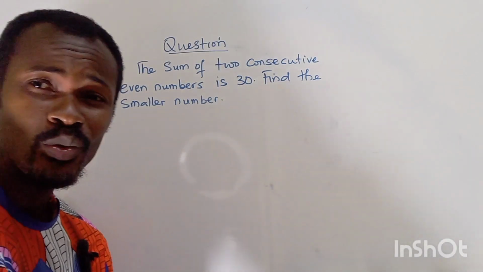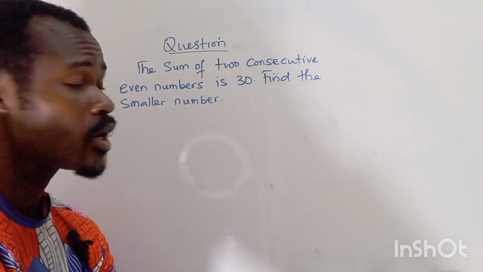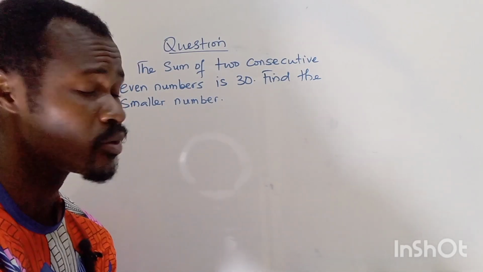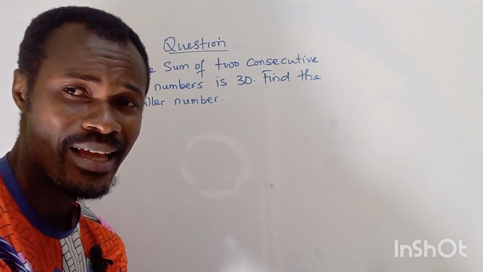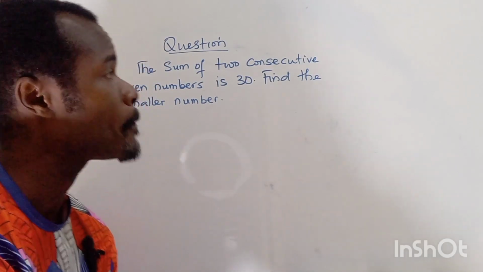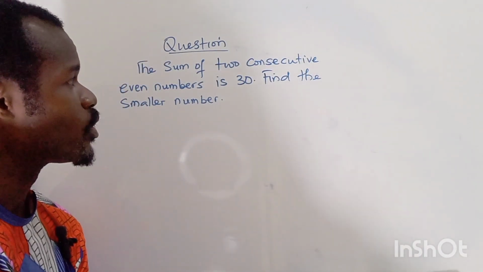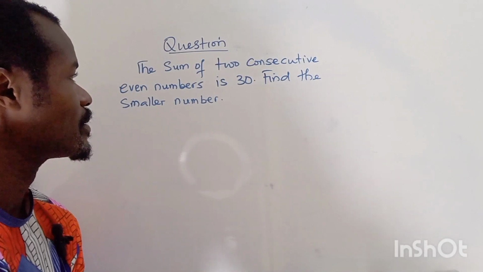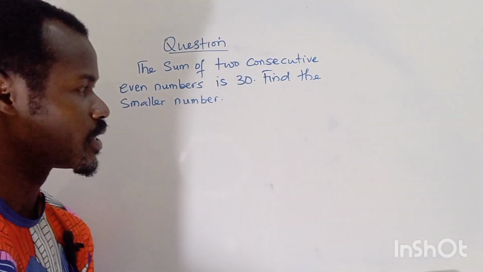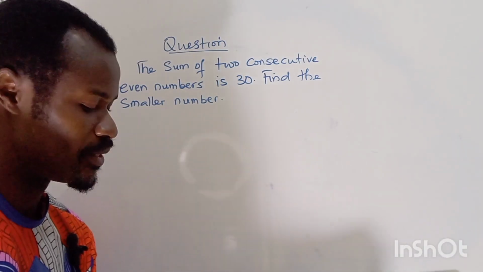Alright, so today we are going to look at a simple word problem. So we are going to first of all read through the question and understand the problem very well so that we can be able to solve it with ease. So the question says the sum of two consecutive even numbers is 30. Find the smaller number.